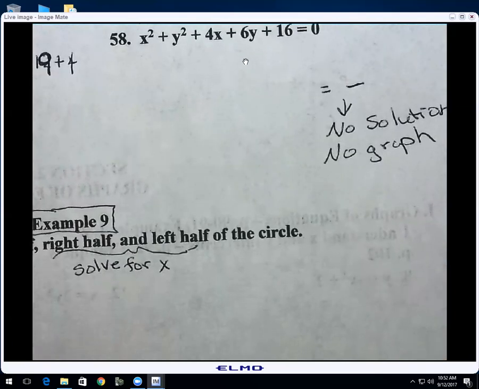All right, the homework is bottom of the page.